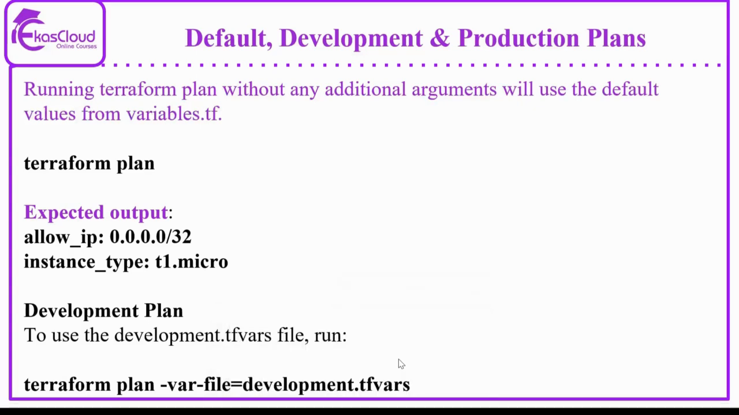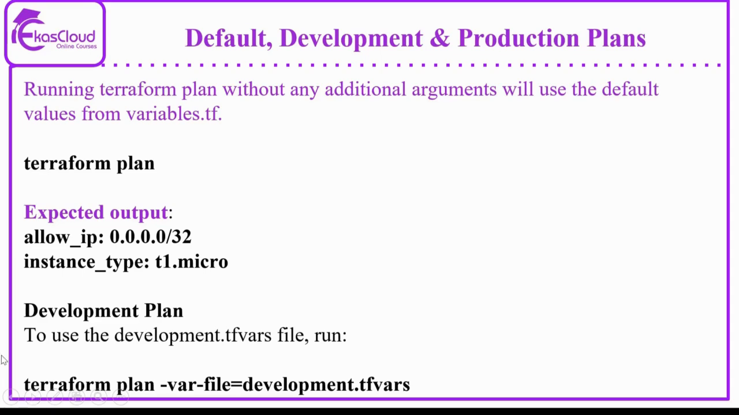And now I'm going to execute the second command to check the development plan. To use the development plan with the development.tfvars file, you have to run the code like terraform plan -var-file. You should not give an equals sign, you just have to specify development.tfvars.